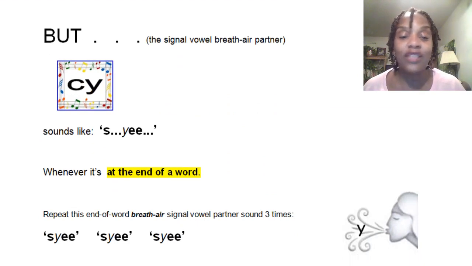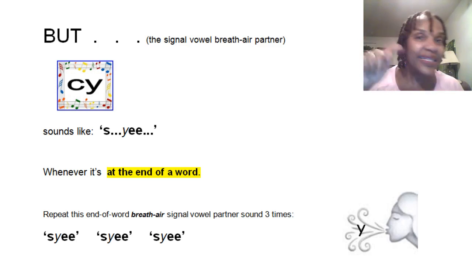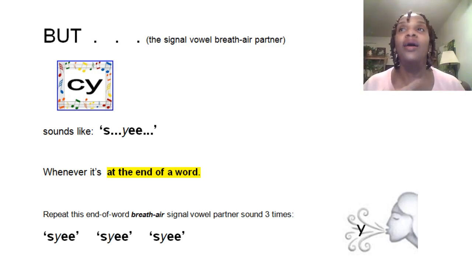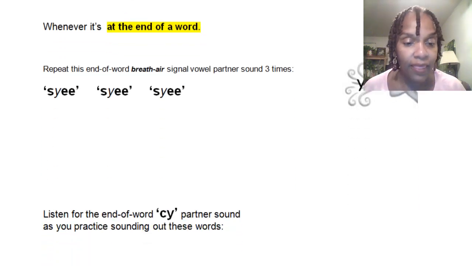All right. So let's try it. We're going to say this 3 times. I'll say it first and then you say it. C, C, C. You say it. C, C, C. So it kind of sounds like C, like I see you, but you put a Y sound, a breath of air. C, C, C. Good job.